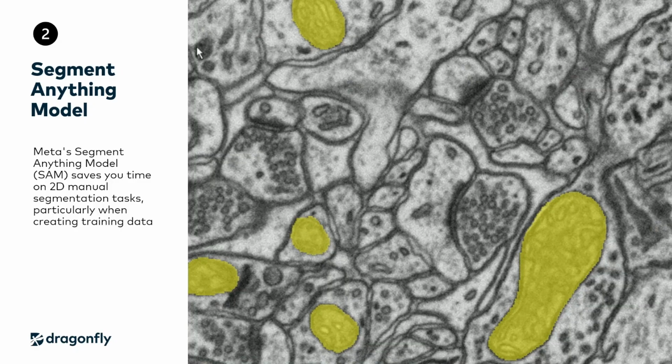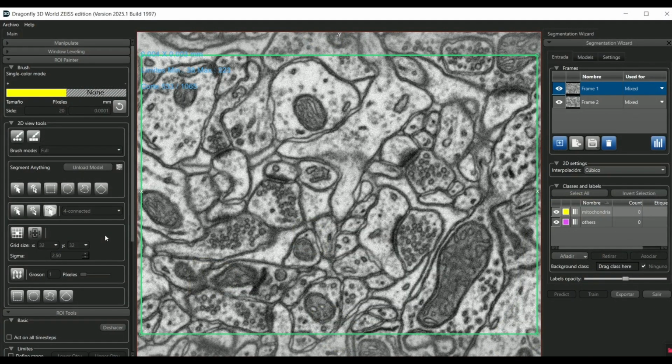The next major feature is the implementation of the Segment Anything model from Meta. This is the first commercial software package, including this model for commercial image analysis outside of Meta. This powerful model is primarily used for annotating 2D images, saving you a significant amount of time in preparing segmentation inputs to train further deep learning models.